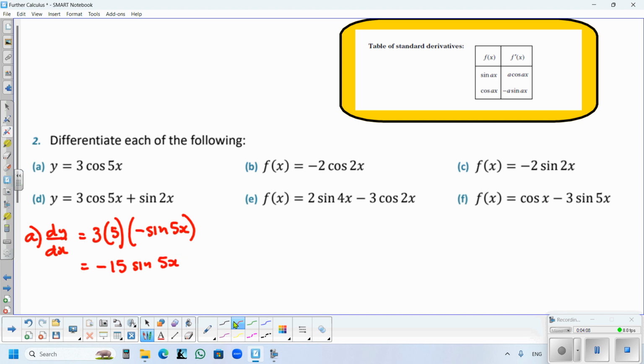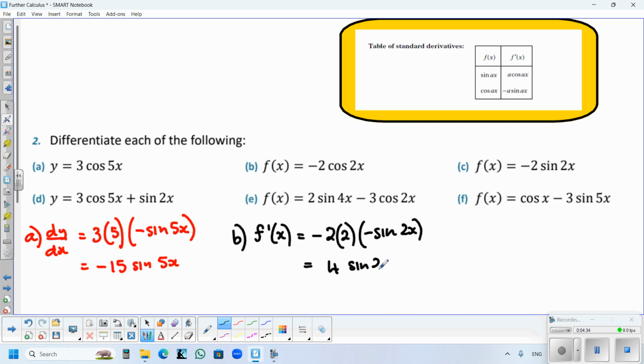Next one, part B. We've got f x, so it's f dash x, and we've got a minus 2, so we'll write the minus 2 in there. And then we've got cos, there's a 2 in front of that x, so that 2 goes in there, and the derivative of cos is minus sine, so it's minus sine. The angle stays the same, and that's 2x. So that gives me 2 minuses make a plus, 2 2s are 4, so it's 4 sine 2x.